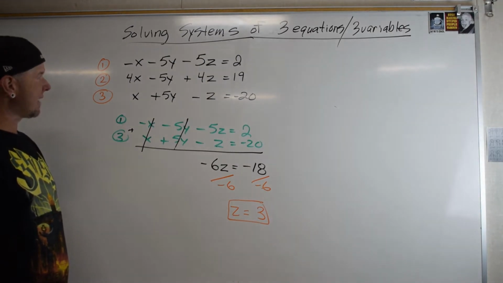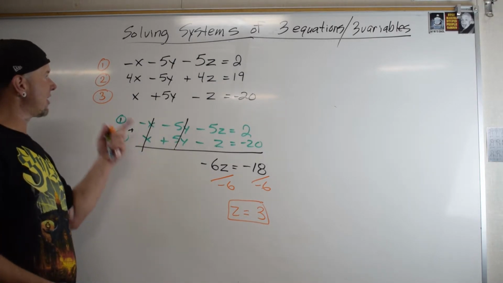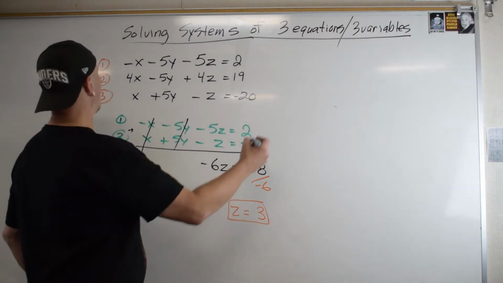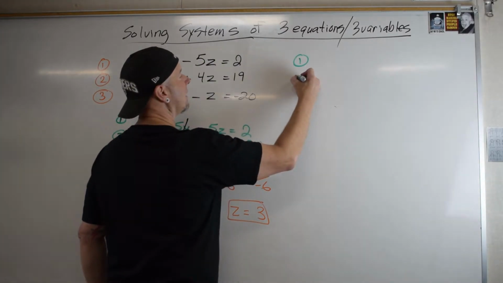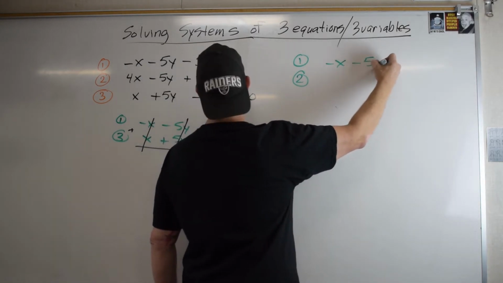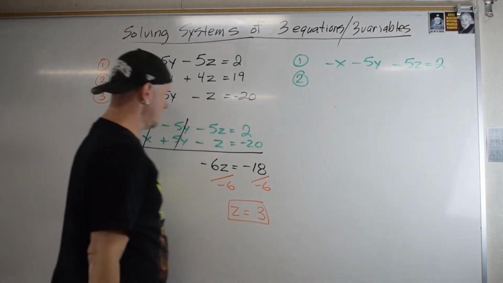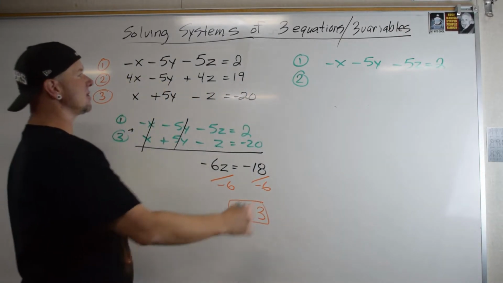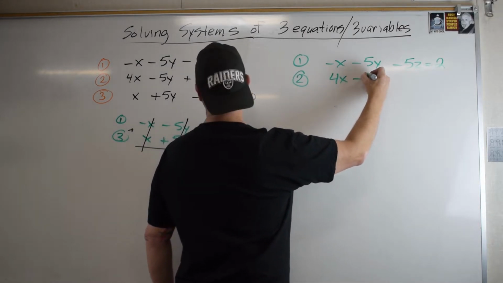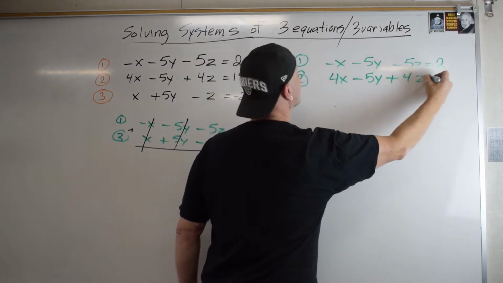All right, so I canceled out the y's there. That was my goal. I'm going to do that again. So now instead of pairing 1 and 3, I'm going to pair 1 and 2 together. So again, equation 1 is negative x minus 5y minus 5z equals 2, and equation 2 is 4x minus 5y plus 4z equals 19.